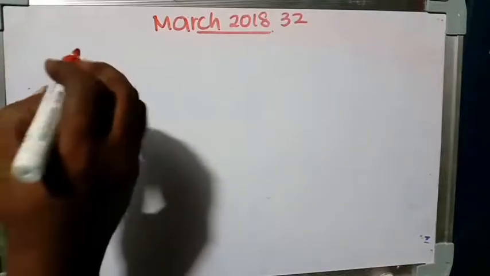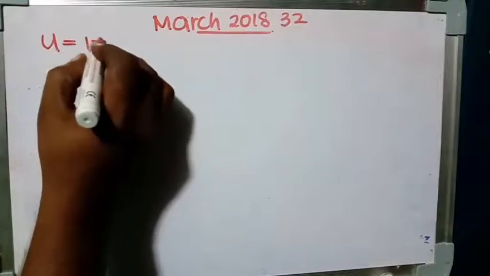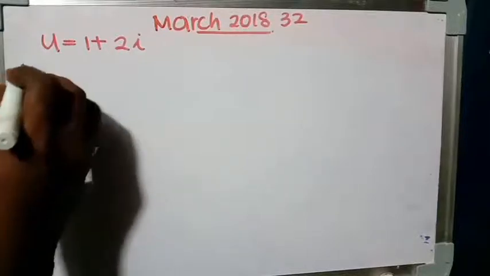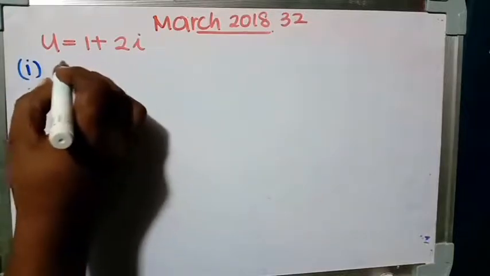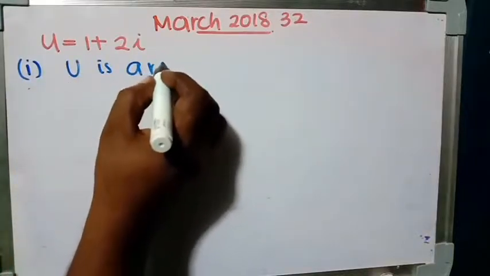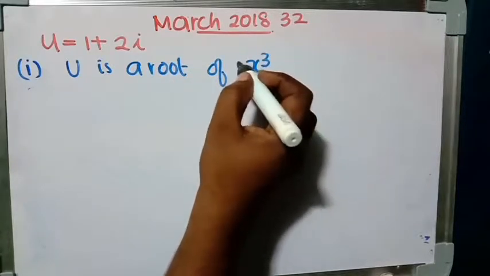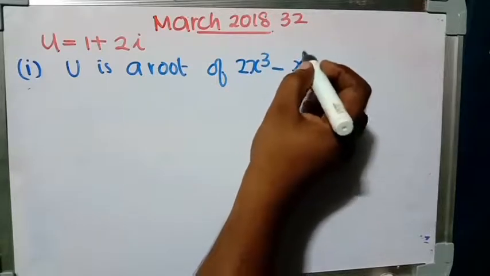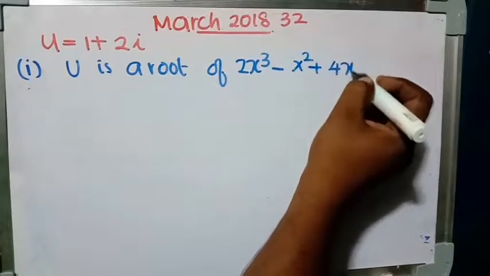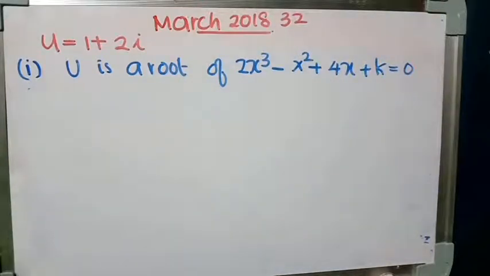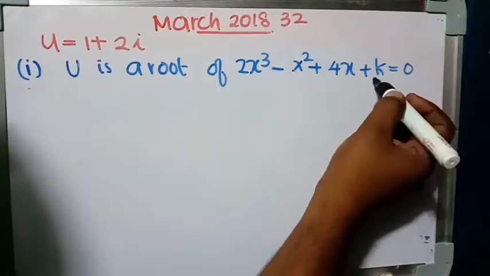When we go through this question, it's given that u is equal to 1 plus 2i. And the first question is, given that u is a root of 2x cubed minus x squared plus 4x plus k equal to 0, find the value of k.